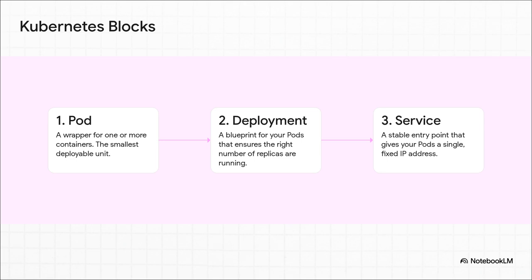First, your container gets wrapped in something called a pod. That's the smallest thing you can work with. Second, you use a deployment as a blueprint. You just tell it, hey, I always want 5 copies of this pod running, and Kubernetes makes it so. And finally, a service puts a single, stable address in front of your group of pods so traffic can actually find them. That's it. That's the engine that makes all that scaling out stuff really work.